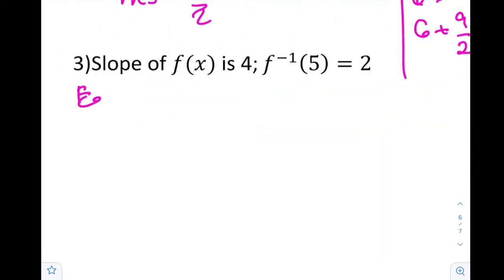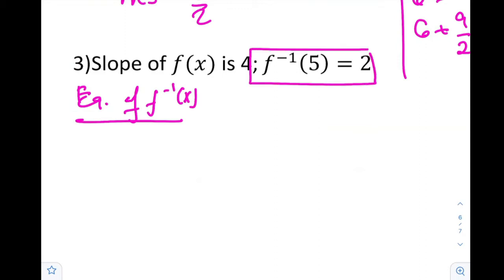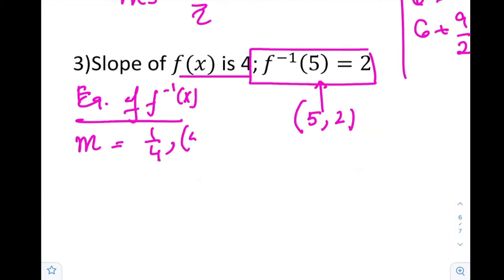Now write the equation of the inverse. We want the equation of the inverse function. If you know the following, f inverse of 5 is equal to 2. From here, our point is input 5, output 2. So we have a point. Do you know the slope? I know the slope of the original. عندي ميل الفانكشن الأصلي. So my slope للجديد is 1 over 4. So I have a point and a slope.